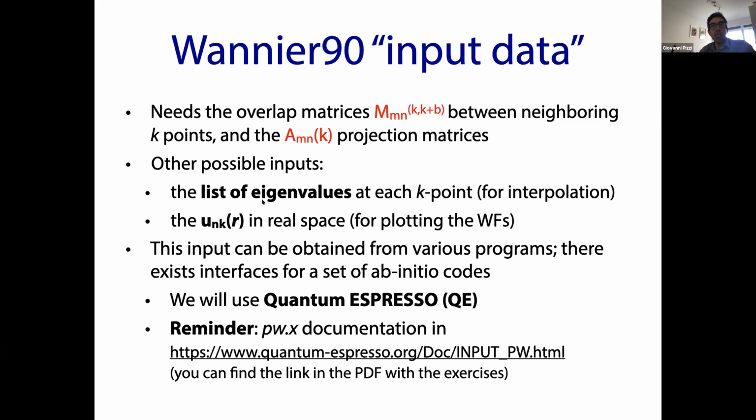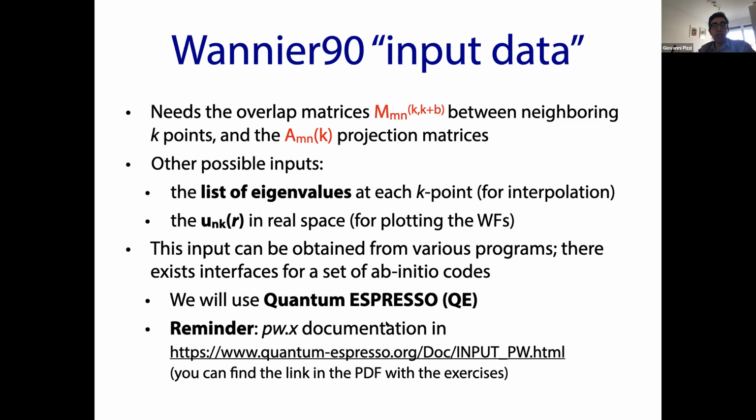In addition, very often you will need a list of eigenvalues, so the band energies at the points k computed by DFT. And if you want to plot Wannier functions in real space, you also need the periodic part of the wave functions u_nk in real space to plot them. And so the way to do this is that you first compute the wave functions on a grid using, let's say in our case, Quantum Espresso. And then you use an interface code, and we'll show in a moment the exact steps, to compute these quantities, and then you run Wannier90 with them. So you get the Wannier functions.